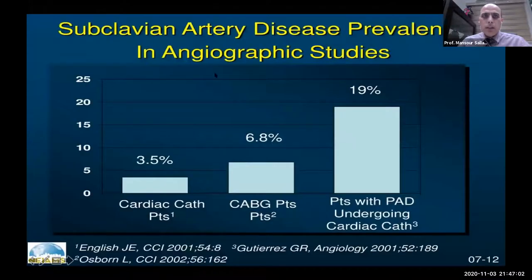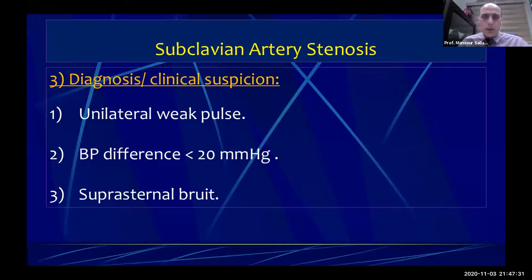In another study, subclavian artery disease prevalence in angiographic studies was 3.5% in patients going to the cardiac cath lab, whether normal or abnormal. For those patients referred for CABG, it was approximately 7%. And you cannot believe it, in patients with documented peripheral arterial disease, it was reported in one fifth of the patients. So it's a highly prevalent disease that we have to consider for any patient we are referring for CABG.